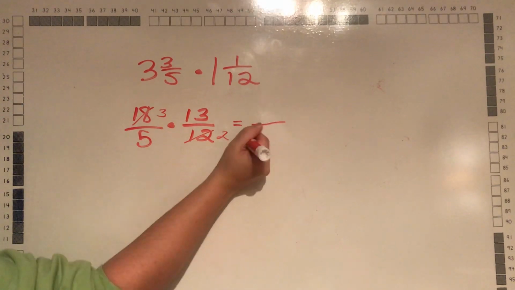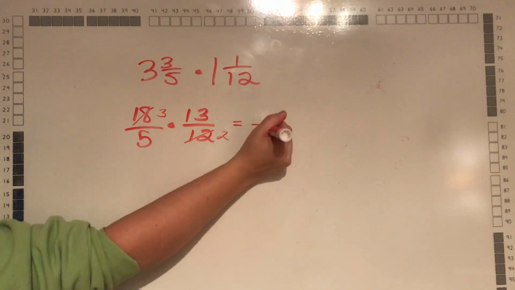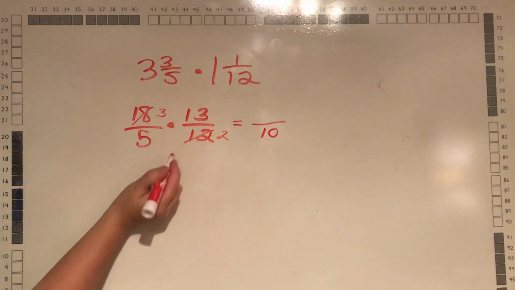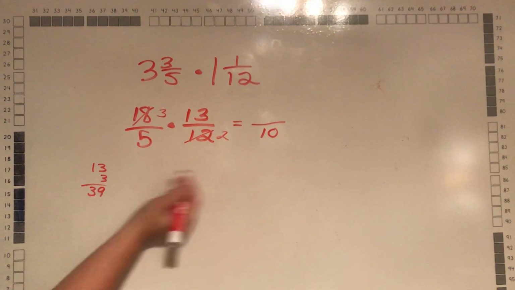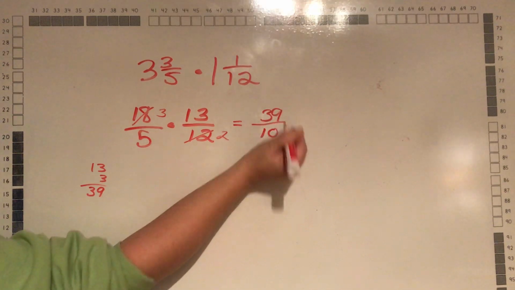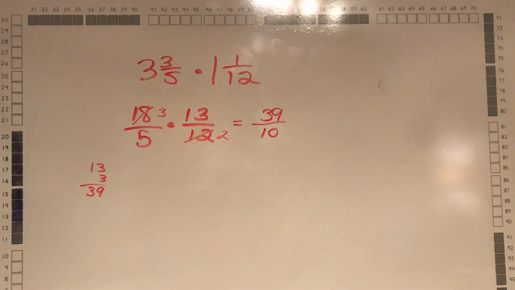So 5 times 2 is 10, and 13 times 3, 3 times 3 is 9, 39. So 39 over 10.